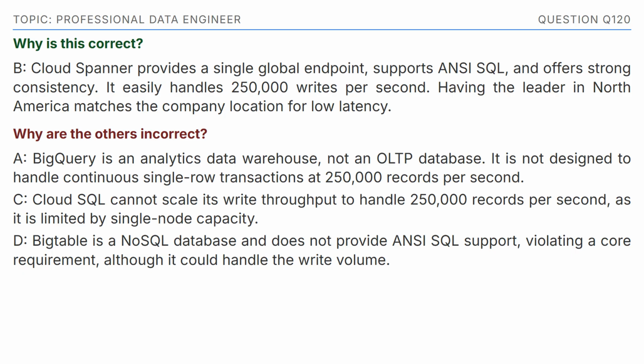A. BigQuery is an analytics data warehouse, not an OLTP database. It is not designed to handle continuous single-row transactions at 250,000 records per second. C. Cloud SQL cannot scale its write throughput to handle 250,000 records per second, as it is limited by single-node capacity. D. Bigtable is a NoSQL database and does not provide ANSI SQL support, violating a core requirement, although it could handle the write volume.